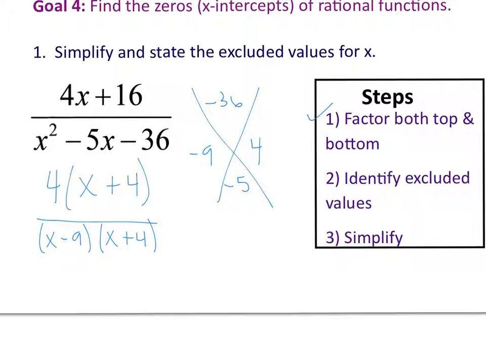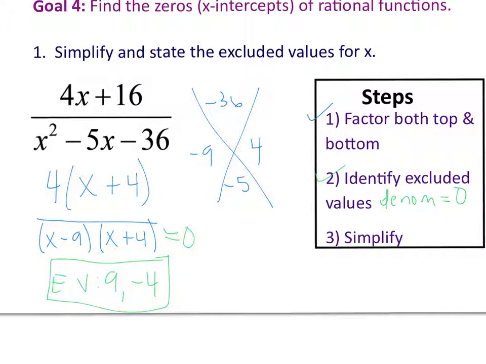Now let's look at step 2. Identify the excluded values. We identify excluded values by setting the denominator equal to 0. So I'm going to set x minus 9 times x plus 4 equal to 0. So my two excluded values, and I'll write EV for excluded values, would be positive 9 and negative 4. So that's step 2, identify excluded values.